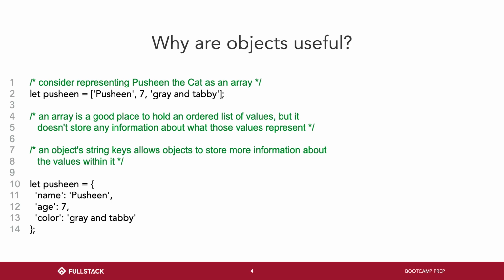This is more humanized data. This makes more sense now. Versus before, what is that? It's just an array of values, you know? Now we know, okay, this is the name, this is the age, this is the color.